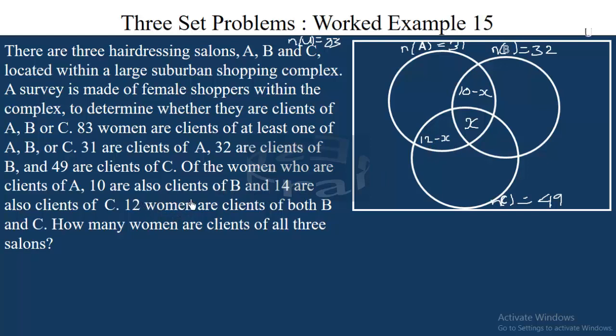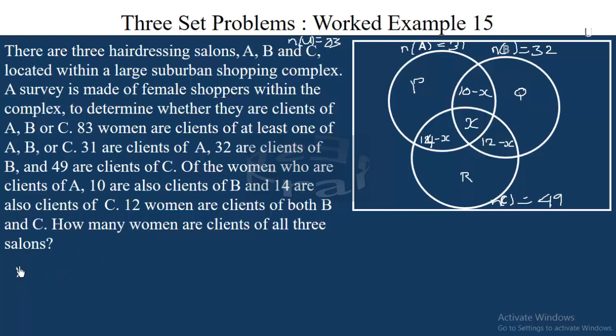12 is 12 and 14 is 14. Then 12 women are clients of both B and C. So we have 12 minus x over here. So like before, we need to find this region. Let's say P, Q, and R. I'll leave that to you to do. Make P the subject, Q the subject, and R the subject.